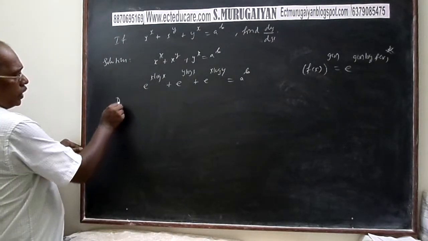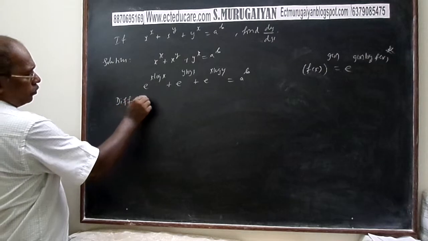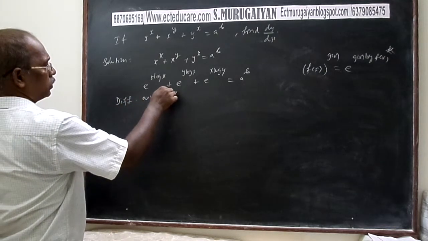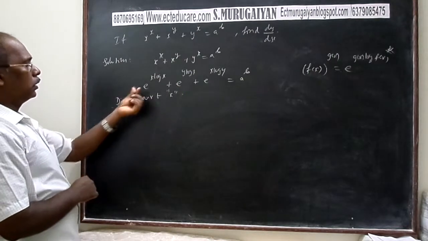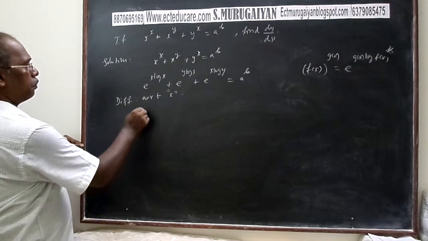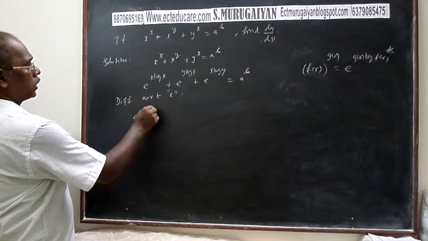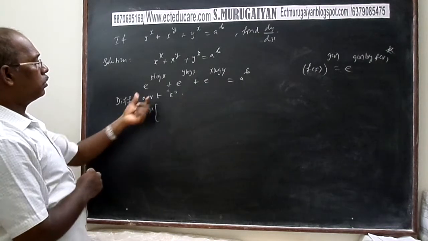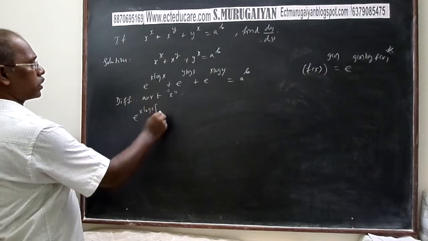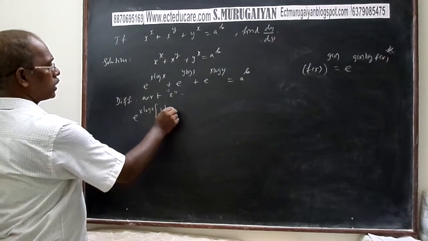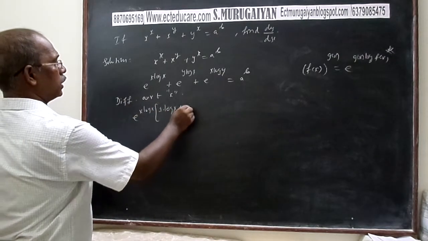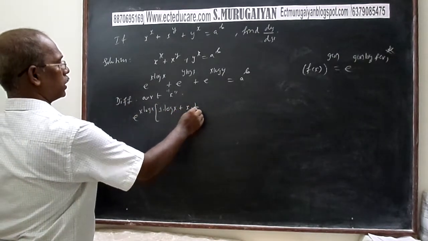Now let us differentiate with respect to x. Then the derivative of the exponential function, first e power x log x. Now we are going to differentiate x and log x using the product rule. Derivative of x is 1 into log x, plus x into the derivative of log x, which is 1 by x.